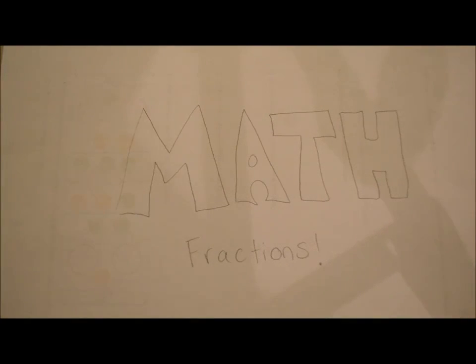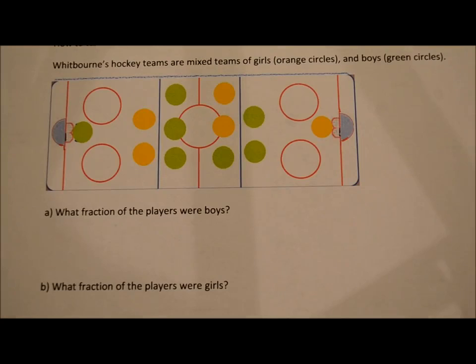Today we are going to be looking at fractions. Okay, so for our first fraction video, we're going to be talking about models and fractions and how to turn a model into a fraction. So I have a little hockey question here. Whitburn's hockey teams are mixed teams of girls, orange circles, and boys, the green circles. So the first question is, what fraction of the players were boys?